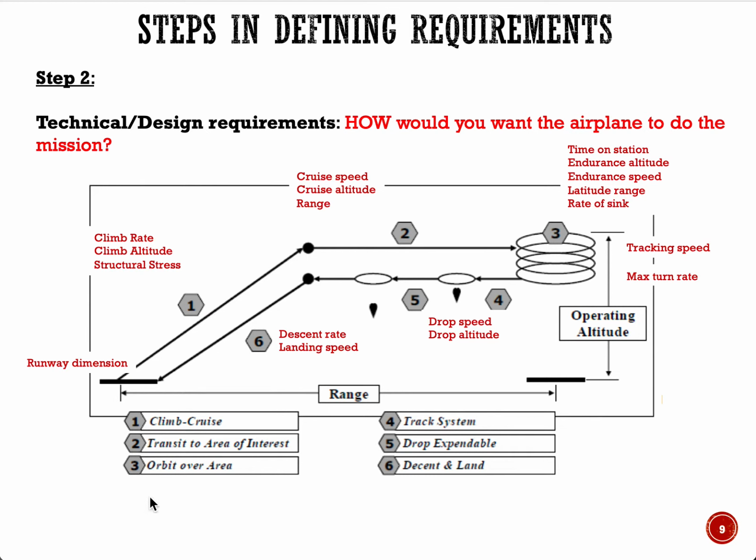we need to look at properties, and we need to look at the specifications for 10 different aircraft in a similar category and class, so that we can make an informed decision on what is a reasonable climb rate, what is a reasonable cruise speed, time on station, drop speed, drop altitude, descent rate, and all of that, based on what already exists. And by doing so, we can identify the gap where you can fill the need.